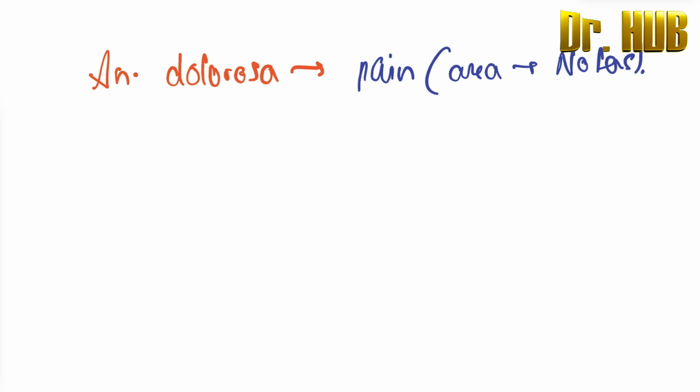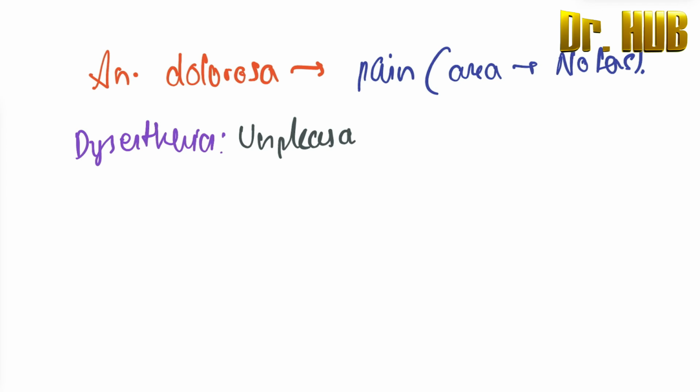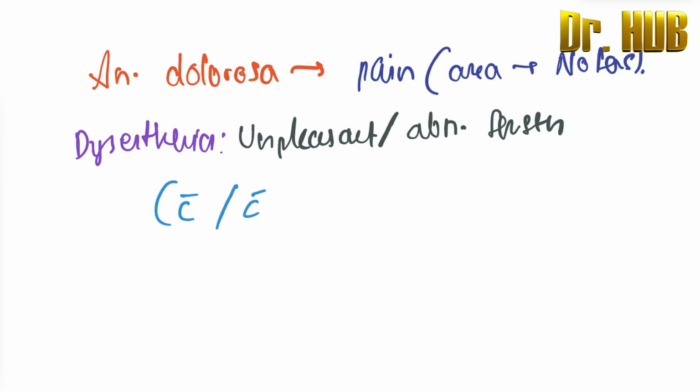Next is dysesthesia. Dysesthesia is an unpleasant or abnormal sensation, unpleasant as well as abnormal, with or without a stimulus.